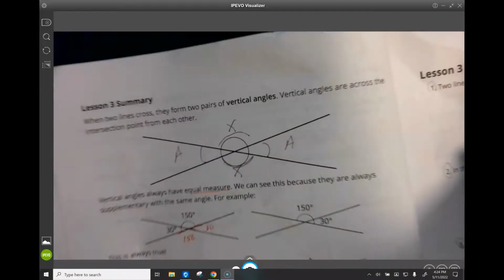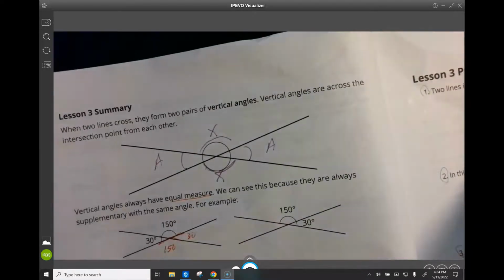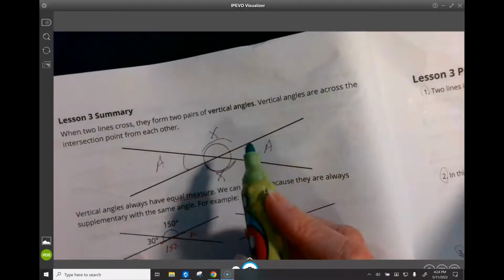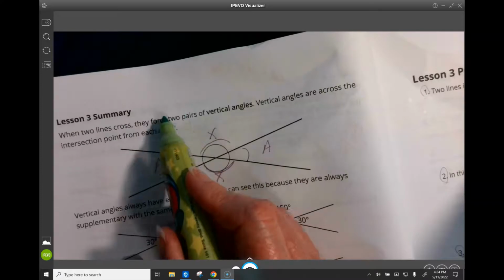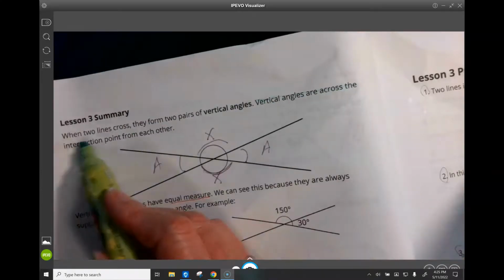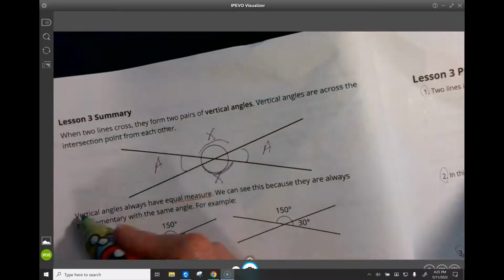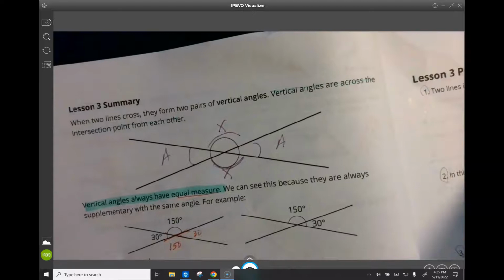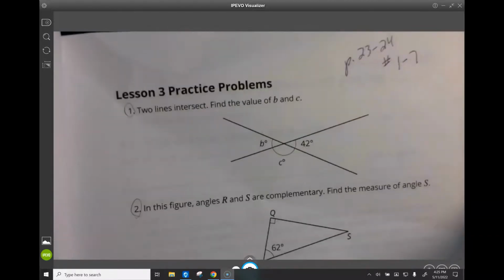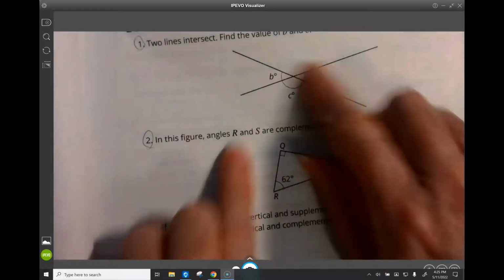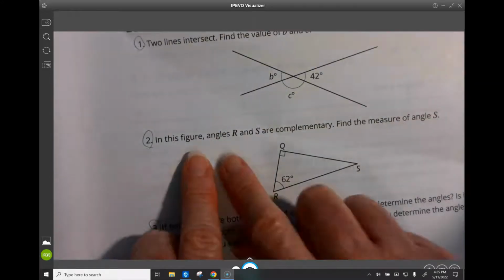Vertical angles, we have already defined up here. Okay, so the two things that you need to understand about vertical angles is they form across intersection points from each other, but also vertical angles are always equal measure. Okay, does that make sense? Let's look at the homework. Two lines intersect, find the value of B and C. We've already practiced that. You can look back over at our notes as to what we're doing there.